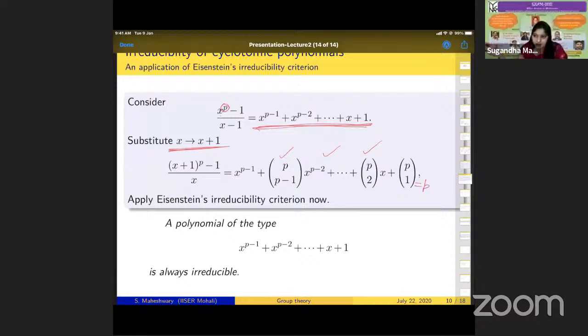So p squared does not divide the constant term. It does not divide the leading term. The square of it does not divide the constant term. And p divides each of the remaining coefficients. So by Eisenstein's criterion, you have that this polynomial is irreducible. And of course, f of x is irreducible if and only if f of x plus 1 is irreducible. The substitution does not change its nature of irreducibility, right? So with this, we have this thing to remember, that a polynomial of this type is always irreducible.